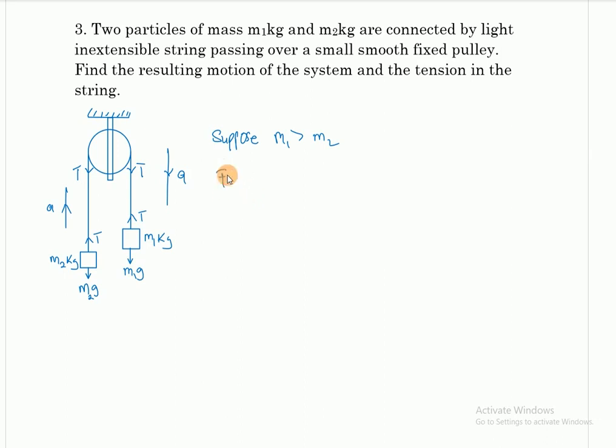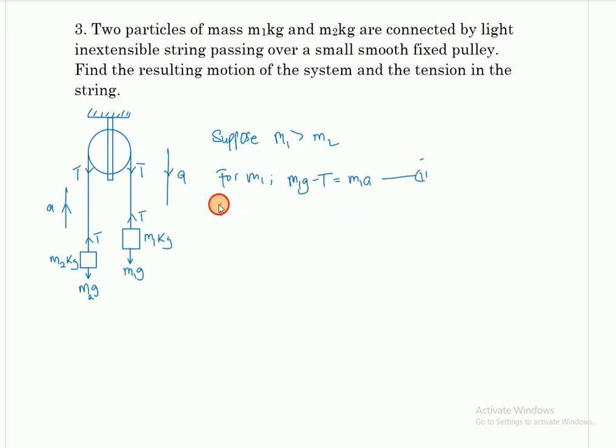So for m1, first of all, for motion of this one, since it is moving downwards, m1g is greater than T. So I have m1g minus T is equal to m1a.